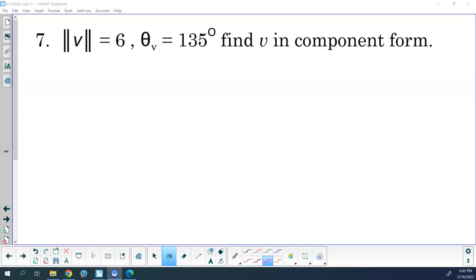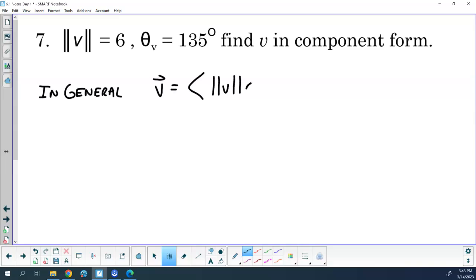Now, if you're given the magnitude and the direction angle of v, then in general, vector v would be in component form the magnitude of v times the cosine of the direction of v, comma, the magnitude of v times the sine of the direction of v. That would be the general form of that.